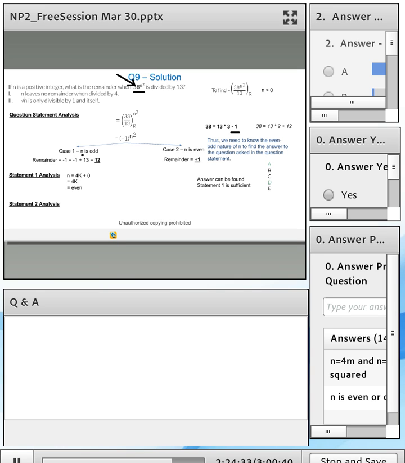Statement 2 says square root of n is only divisible by 1 and itself. Now all this is saying is that square root of n is a prime number, which means that n is the square of a prime number. Now you have prime numbers which are odd primarily, except for one prime number which is 2, and that's even. So you don't have enough information to be able to determine whether n is even or odd, which means that the correct answer is choice A.